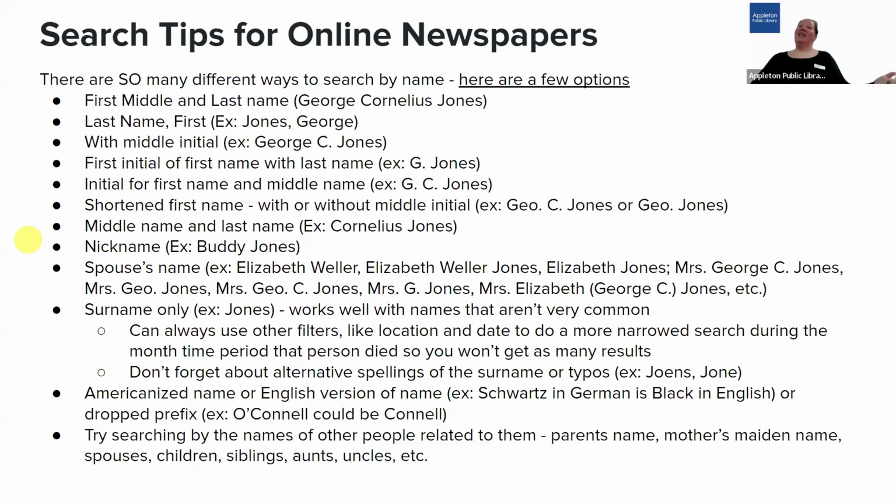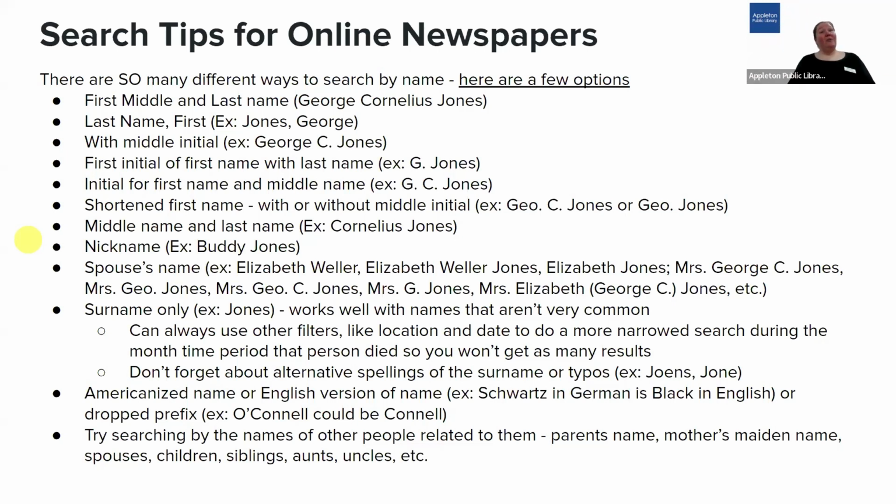And of course, there are going to be different misspellings of that name or typos, like Jones could be without the S, or it could be JOENS, because, you know, typos happen all the time. There's maybe even an Americanized name or an English version of a name, like Schwartz is German, so it's black in English. Or they might have dropped a prefix, like if the name's O'Connell, it could just be indexed or in the newspaper as Connell. Maybe they dropped off that O and that apostrophe.